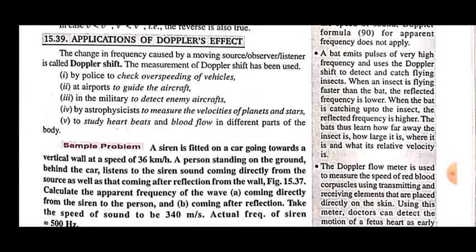Next, a bat emits pulses of very high frequency and uses the Doppler shift to detect and catch flying insects. So this is a use of the Doppler effect by the bat. When an insect is flying faster than the bat, the reflected frequency is lower. When the bat is catching up to the insect, the reflected frequency is higher. So the bat thus learns how far away the insect is, how large it is, where it is, and what its relative velocity is. All these factors you can understand easily by using the Doppler shift.